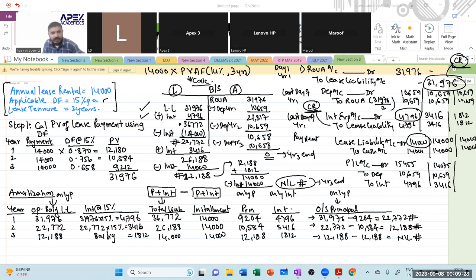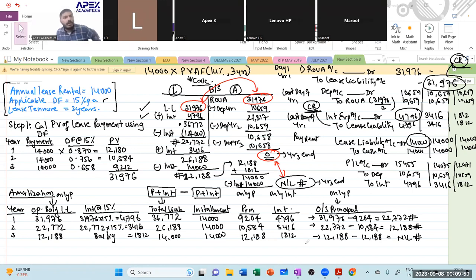Asset is equal to liability at the starting of the year. At the ending of the year also, asset is equal to liability. Yes or no? Yes. Balance sheet is satisfied? Yes. P&L satisfaction: 10,659 plus 1,812, 12,471. Yes, sir. Lease accounting as per IFRS is over.